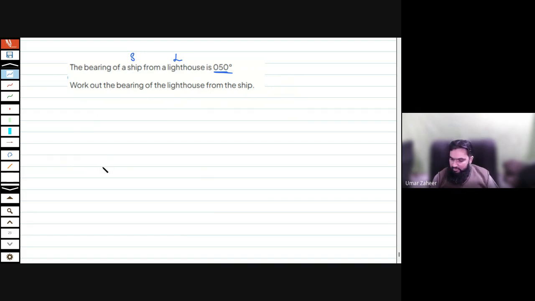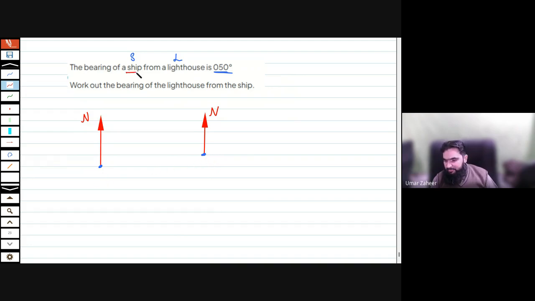Okay, let's see how to draw two points. Let's say one is going to be the ship and one is going to be the lighthouse, and we are going to draw each as a dot. Normally, we always make a dot towards the upward. I'm not sure which is the ship and which is the lighthouse, let me check.